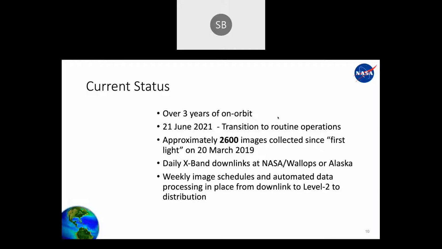Since we launched and made our first image on March 20th of 2019, we have collected over 2,600 images. Every day we get X-band downlinks at either Wallops Island or Alaska, and we have weekly image scheduling to allow us to schedule more image collection. And the data that are downlinked are automatically processed to level 2 and made available on our distribution website.